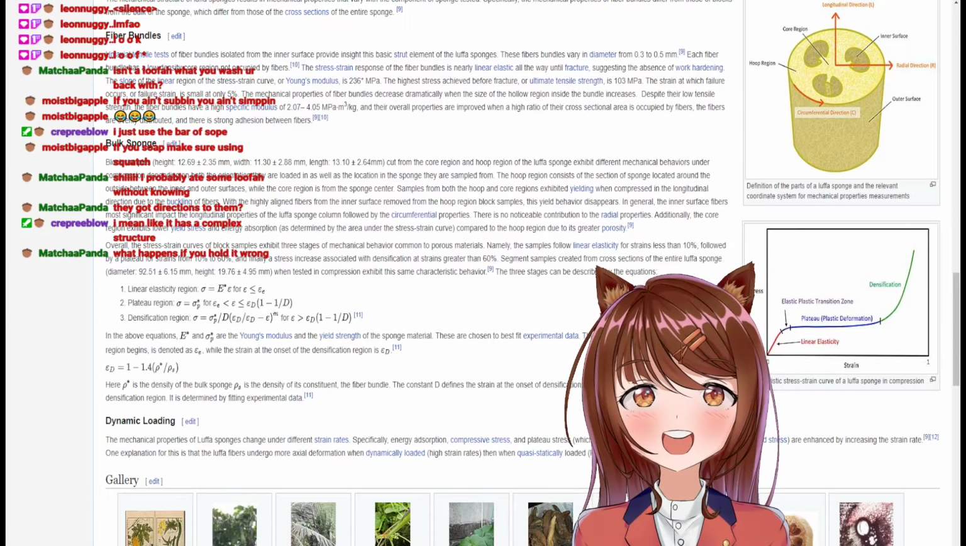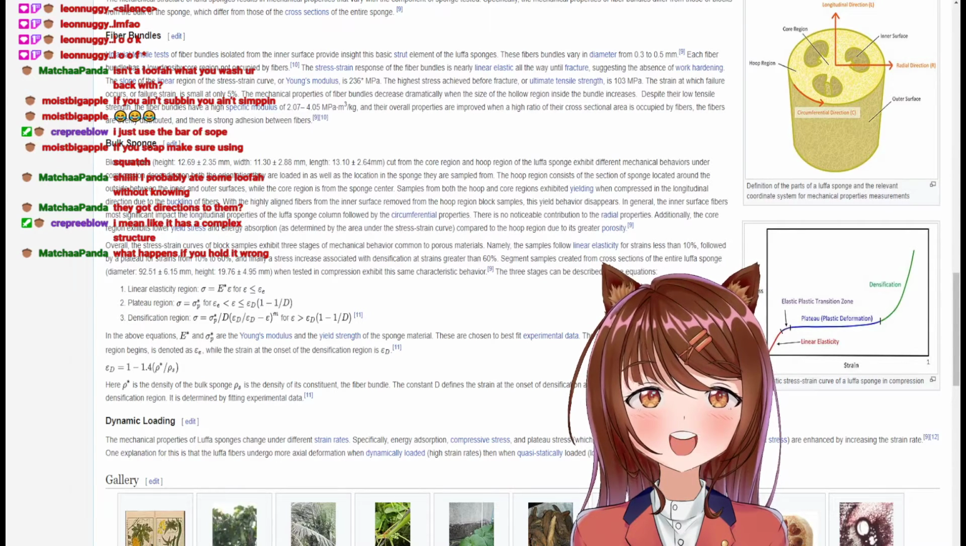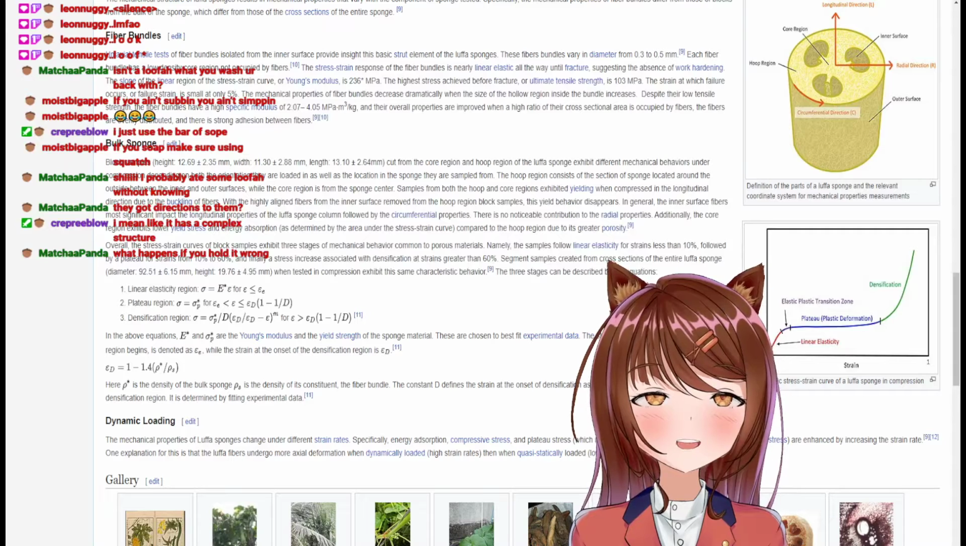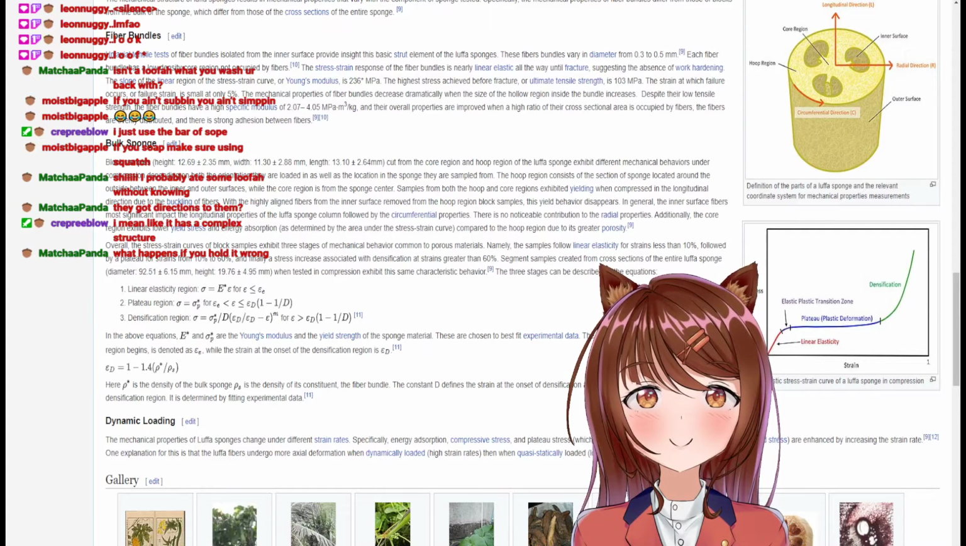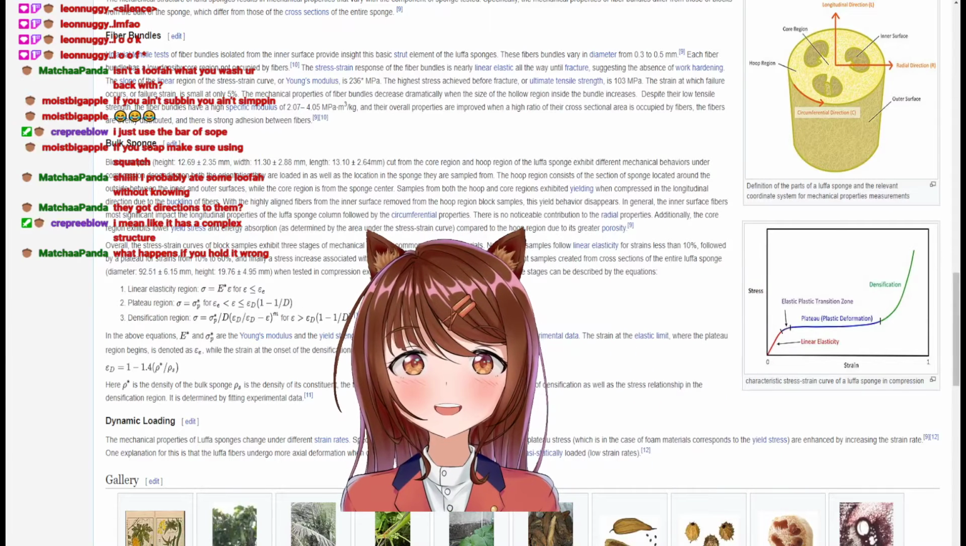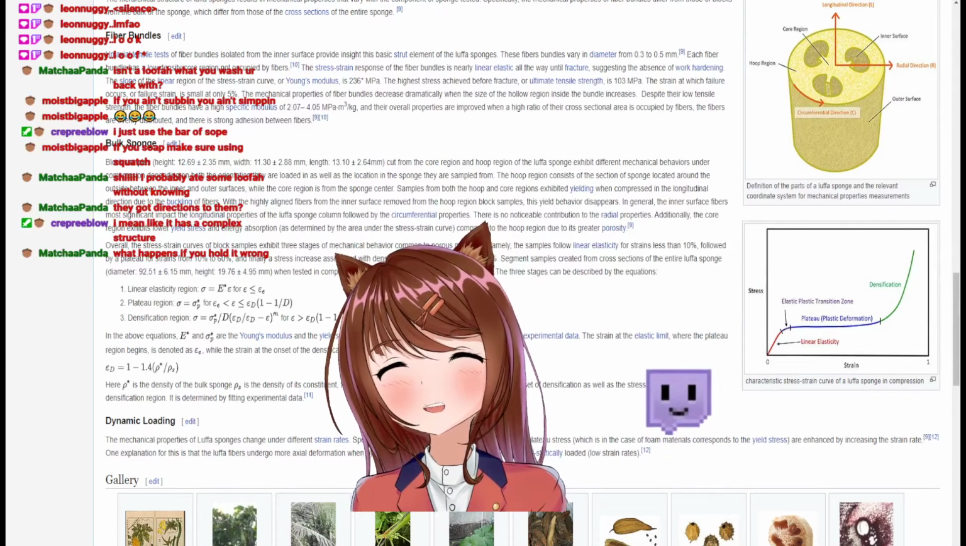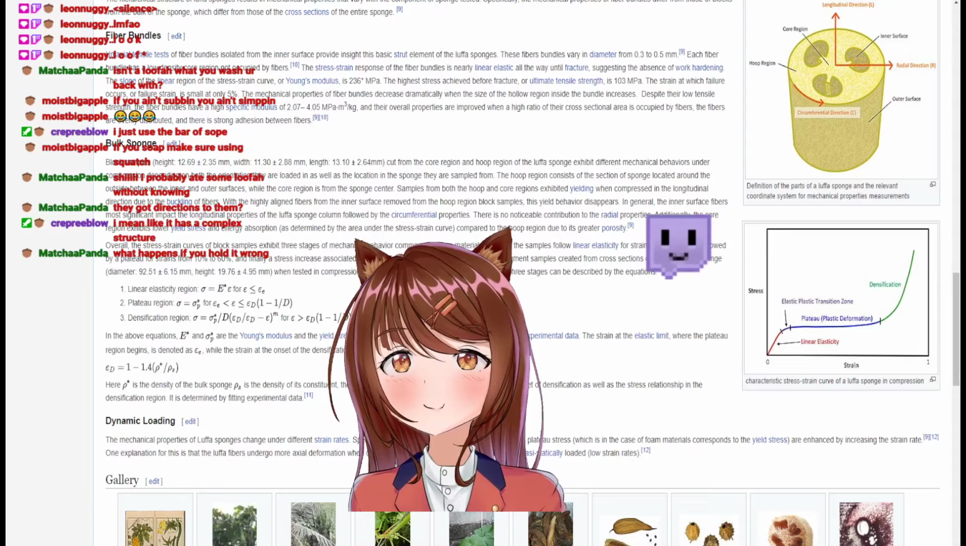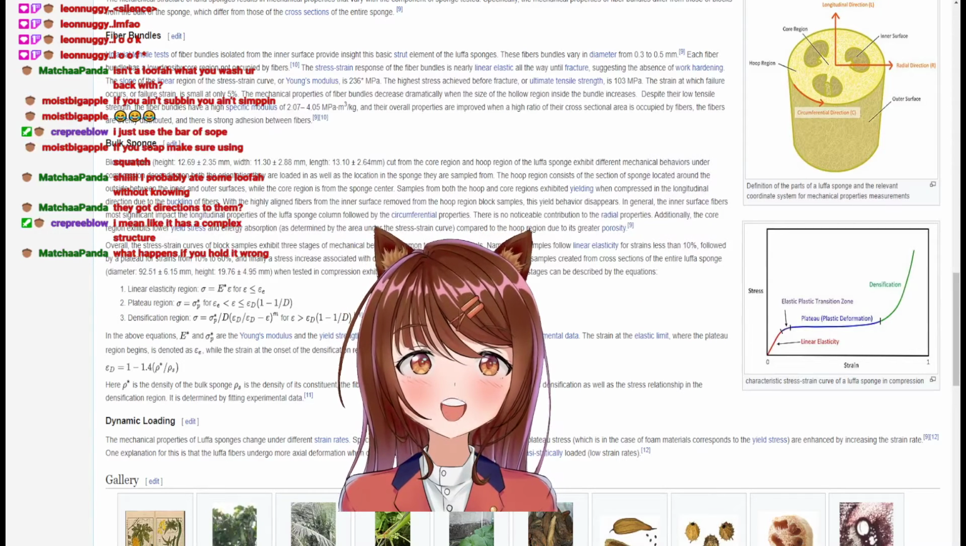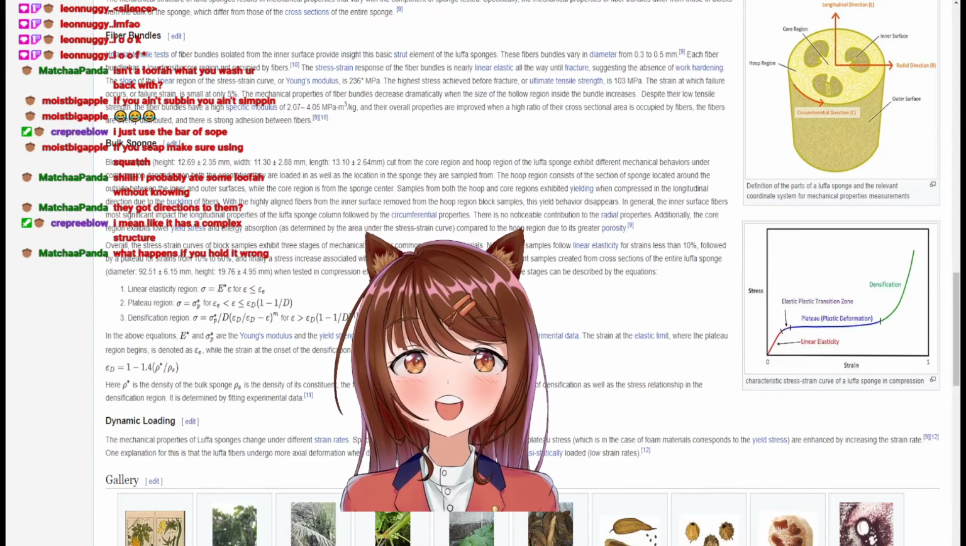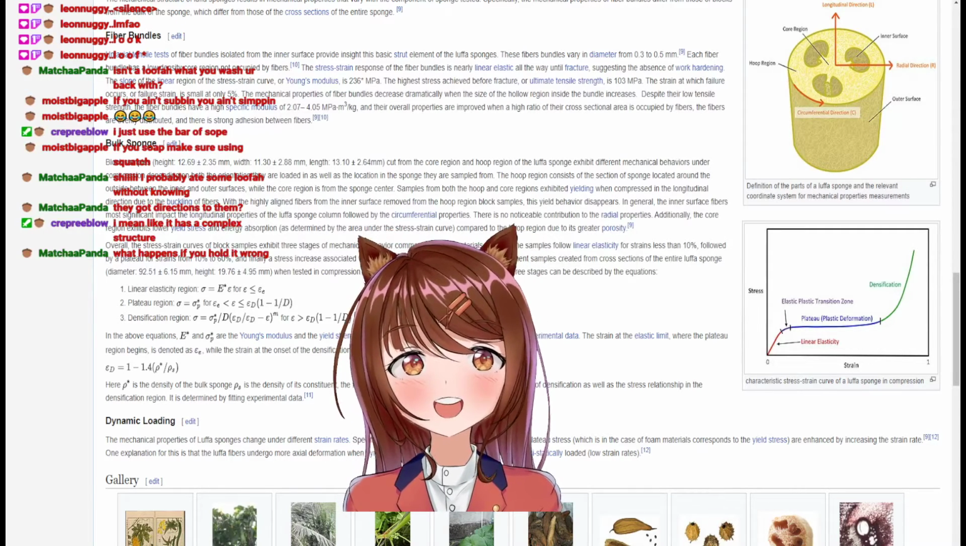Oh, hi, Capri. It has a complex structure. Yeah, it do. What happens if you hold it wrong? Well, I'm not a rocket scientist, but judging by this loofah rocket science right here. Yes, I read that. Okay. It's saying that you will explode.